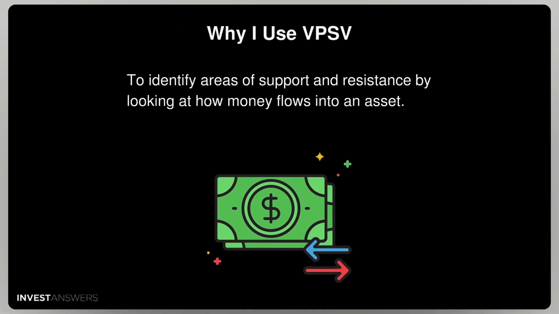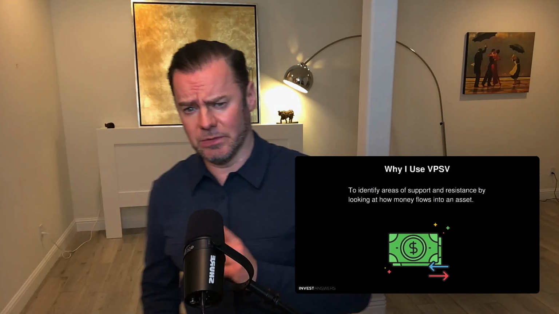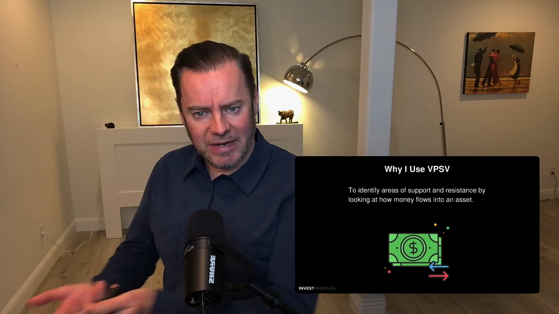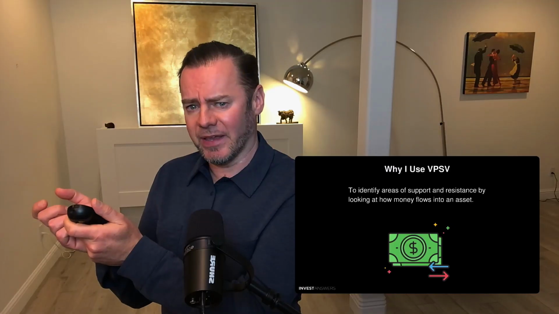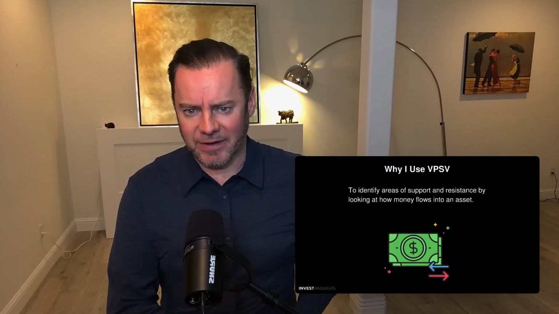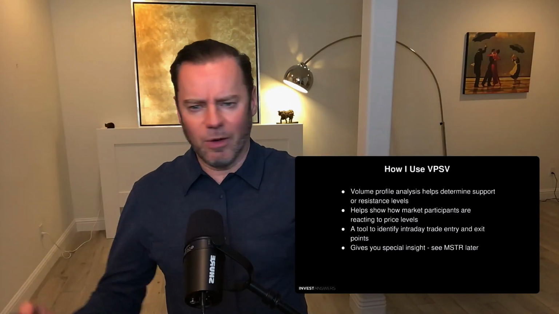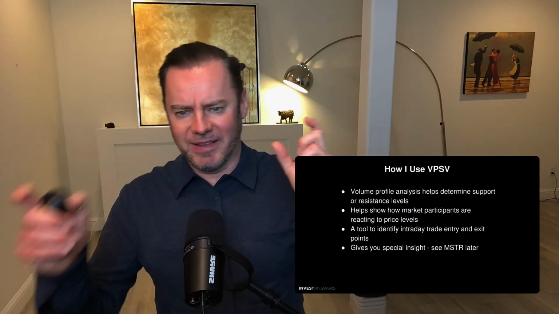So why do I use VPSV? I use it to identify areas of support and resistance by looking at how money flows into an asset. And this is so important, because if there's a lot of money flowing in, obviously the price will go up. If there's no money flowing in, but there's money flowing out, the price is going to go down. And striking that fine balance is so important. And that's why, for those in the Patreon community, every chart that I show, every trade that I do, you'll always see the blue and the yellow bars.